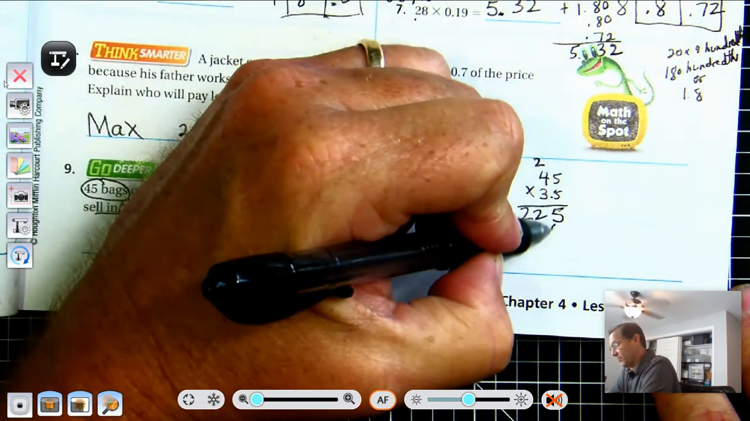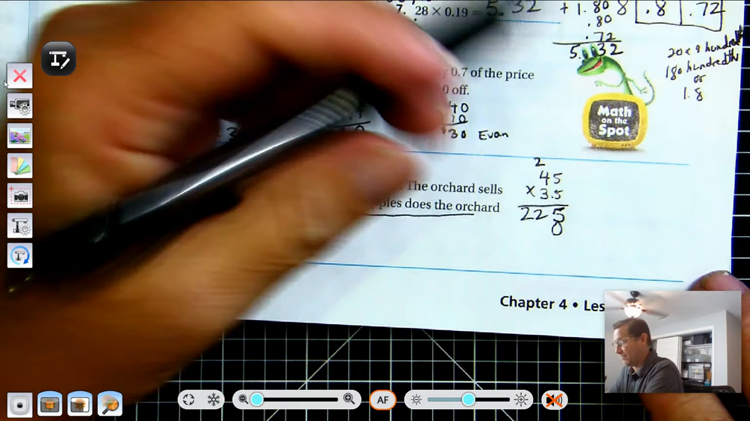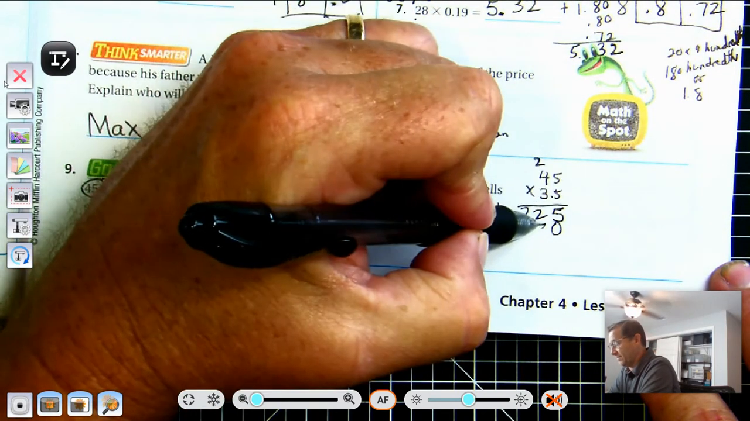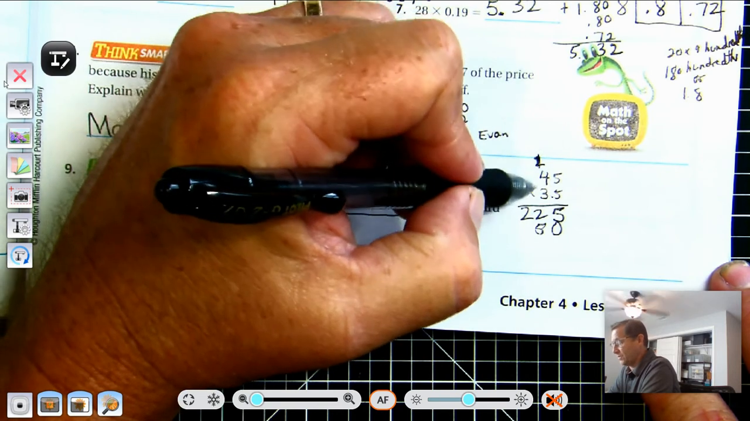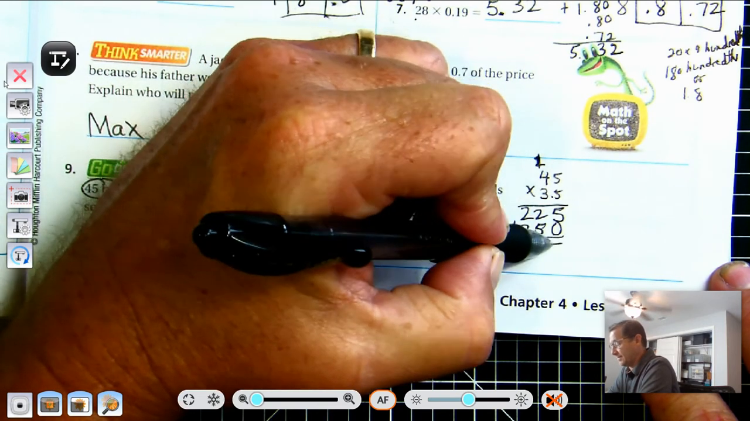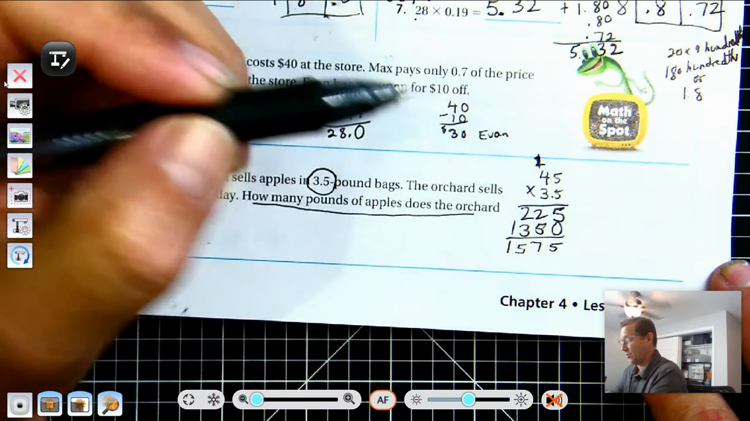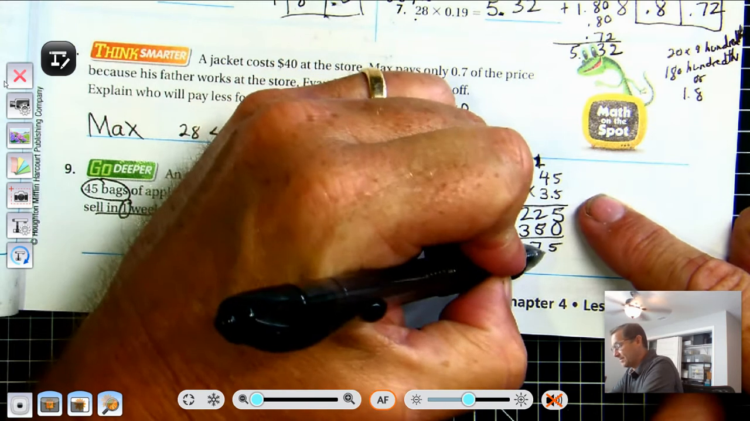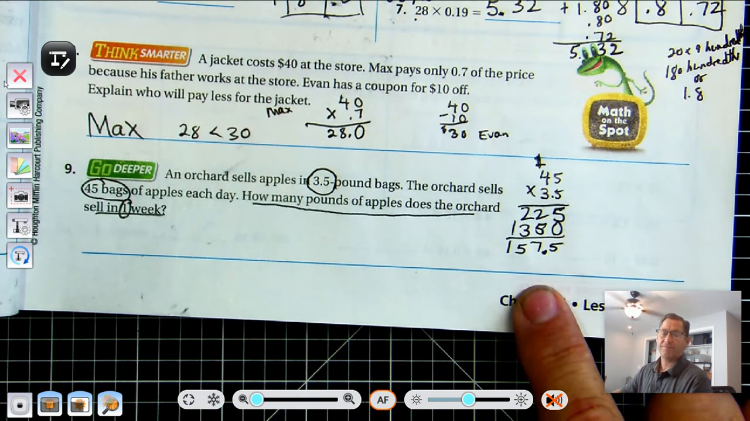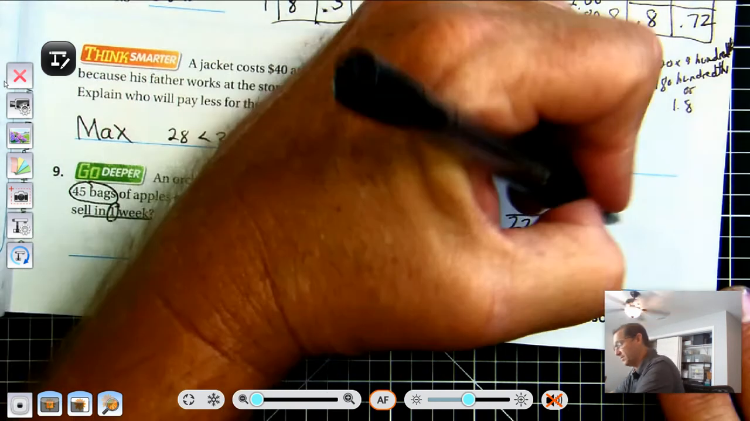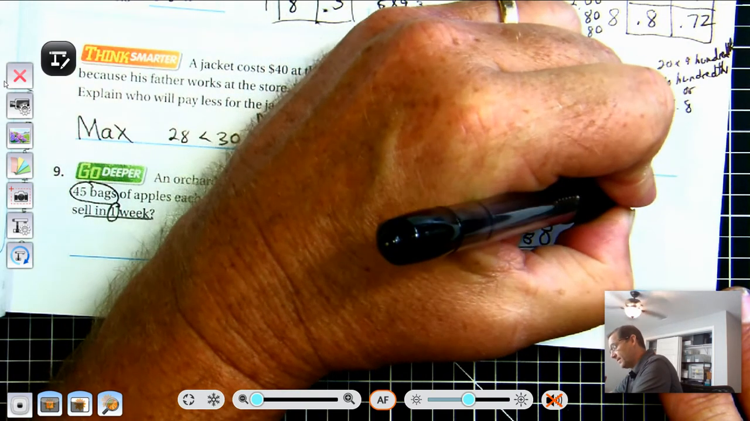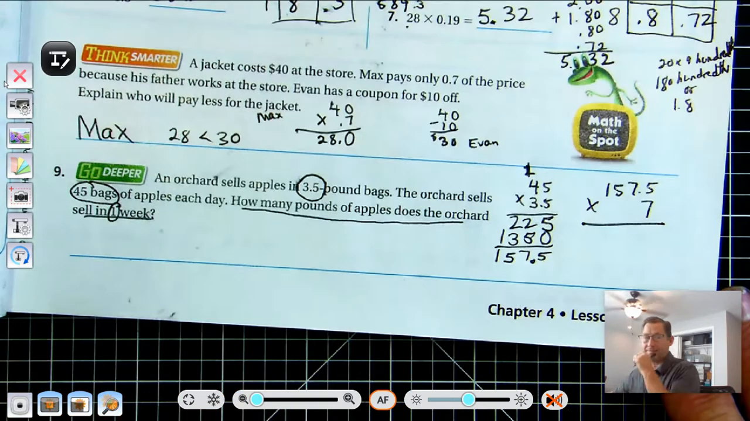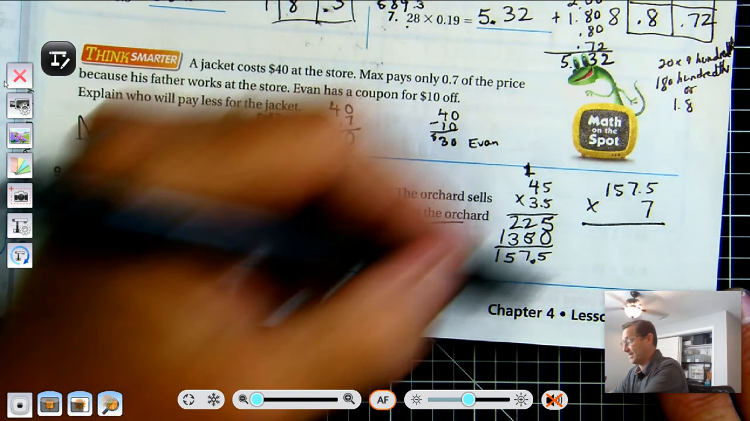We're moving to the tens in this example, or in our thought process, 3 times 5 is 15. 3 times 4 is 12, plus 1 more is 13. So we're taking a whole number and multiplying by a number in the tenths. Okay, so we said it would be about 150 pounds per day. So that's reasonable. So 157 and a half pounds per day for 7 days because it sells in a week.